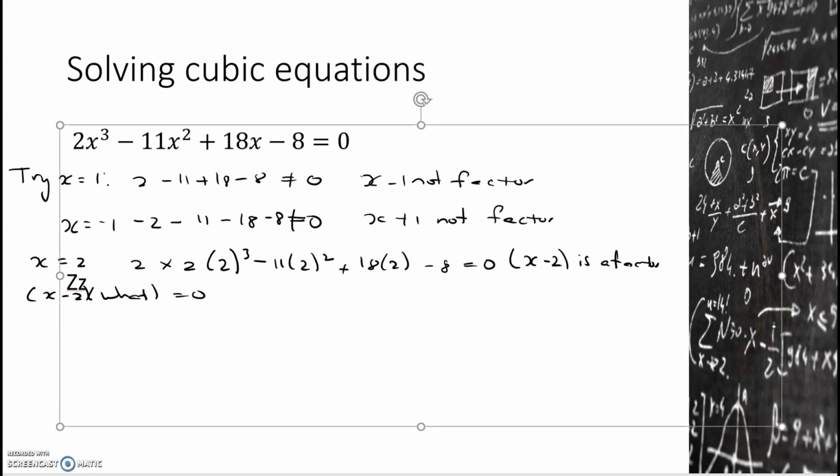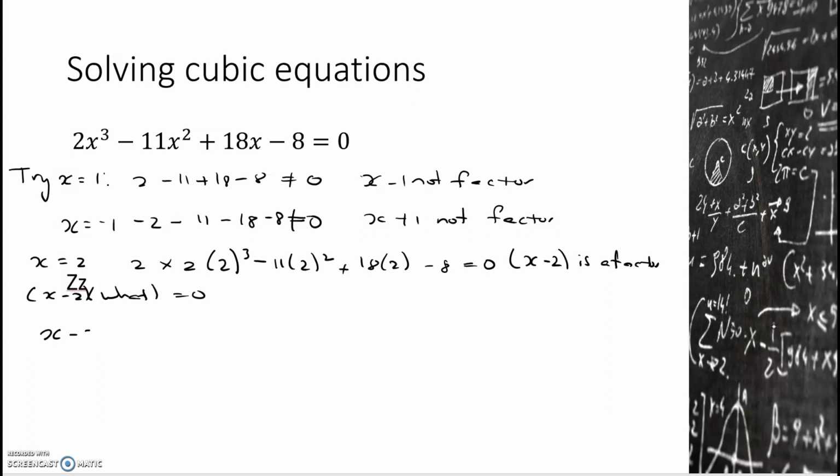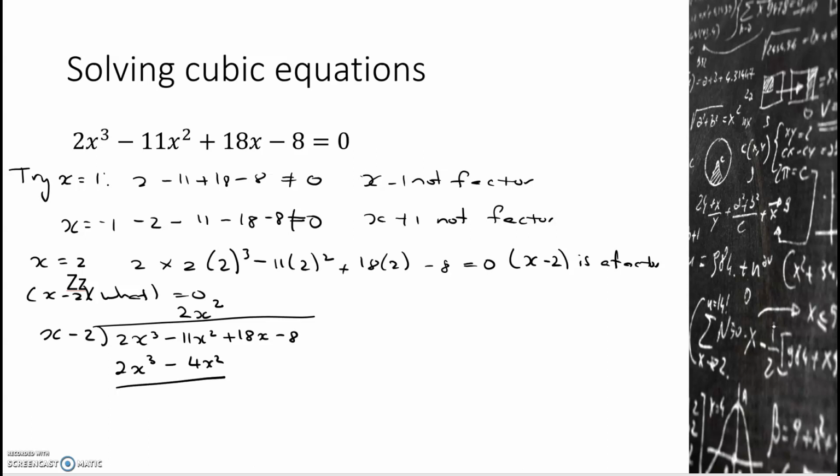Okay, sorry about that, technical hitches. Okay, so we need to do x minus 2 into 2x cubed minus 11x squared plus 18x minus 8. Okay, now we just deal with the x. X is into 2x cubed goes 2x squared. Now this is just straight out long division. Multiply 2x squared times x is 2x cubed, minus 2x squared times negative 2 is minus 4x squared. Subtract.